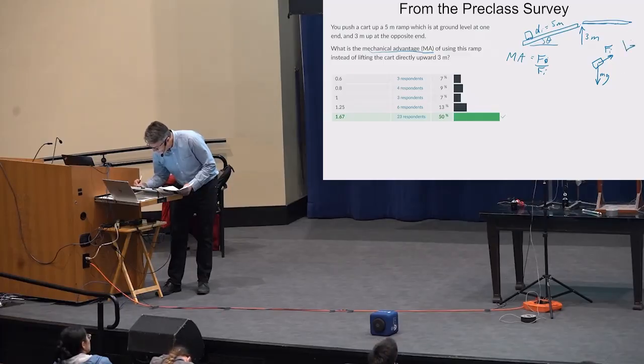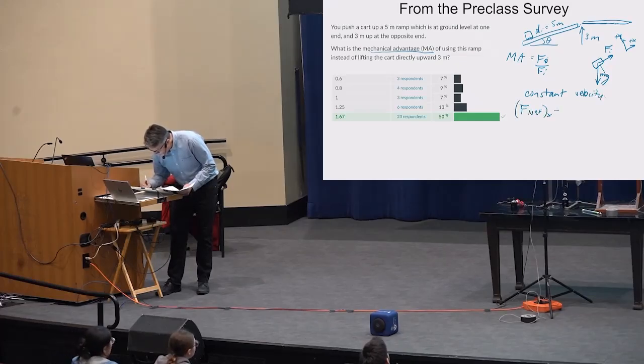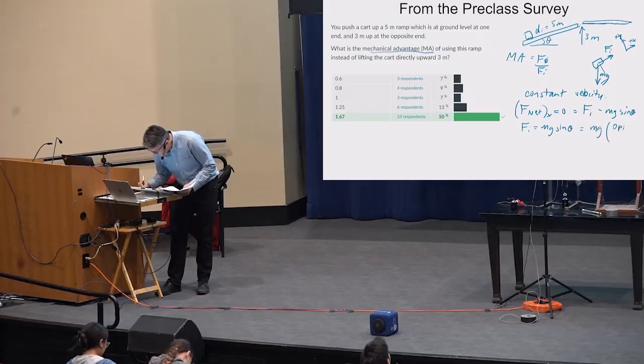And if you define plus x to be in this direction and plus y to be in this direction, that's y, then I think that at constant velocity, if you were to push this cart up the ramp, the F net in the x direction is equal to 0, which is equal to Fi minus mg sine theta. And so Fi here is equal to mg sine theta, and that's equal to mg times, I guess, the opposite over the hypotenuse of this triangle.